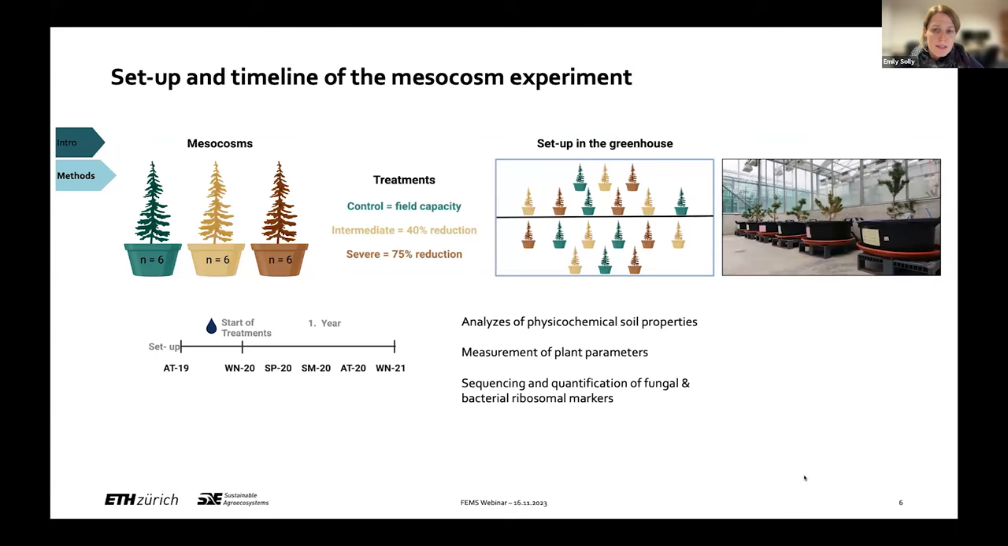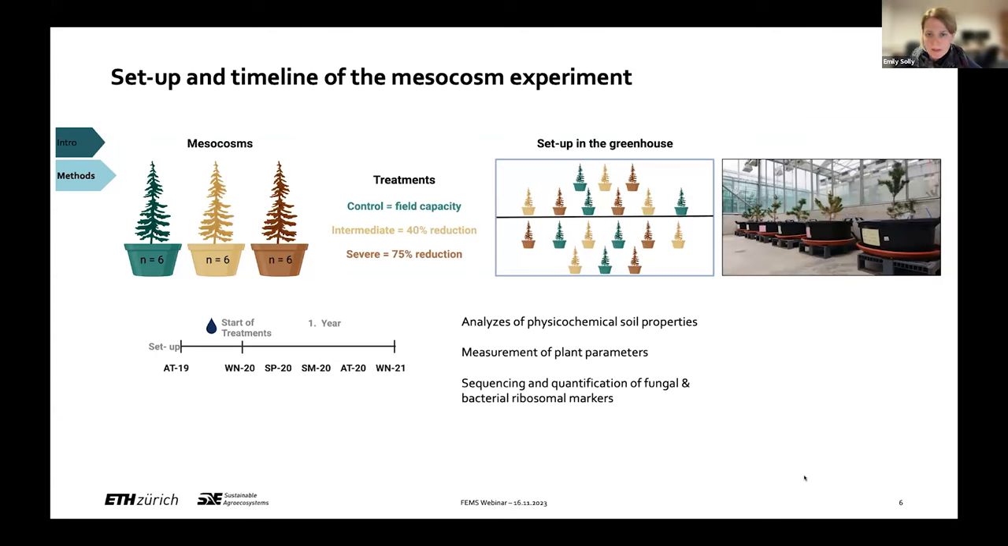And the experiment was set up in September 2019, and then we basically irrigated the mesocosms to field capacity for 4 months for the mesocosms to basically acclimate to the new conditions in the greenhouse. And after this period, we then started the irrigation treatments. We had three treatments: a control treatment, for which the mesocosms were maintained at field capacity, and then we had two water limitation treatments, an intermediate and a severe water limitation treatment, for which the amount of water was reduced by 40% and 75%.